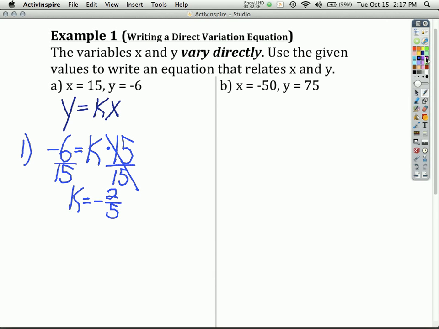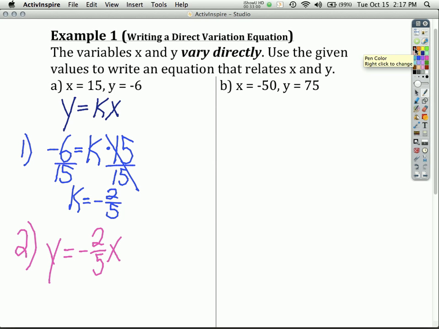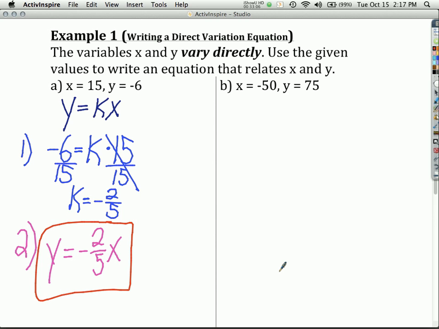So now, step 2. We're using this model again, and it's very simple. Take this number and plug it in here, and that's it. Y equals -2/5 x. And now we have written an equation that models this direct variation. Comments or questions on how we did that 2-step process?